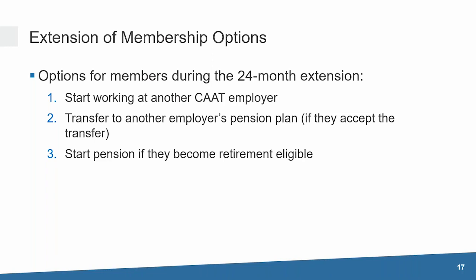Lastly, a member can start their monthly CAAT pension benefit if they become retirement eligible within the 24-month extension period. Between the time they first become retirement eligible and the end of the 24-month EOM period, the member can choose to start their monthly pension by contacting us. If the member does not contact us, we will send them a retirement package at the end of their EOM period. The pension amount in this retirement package will be calculated based on the plan's provisions for retirement from active status.